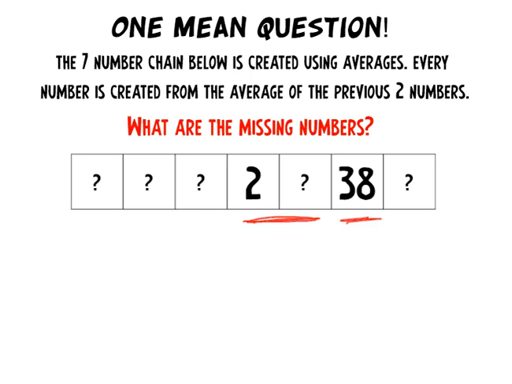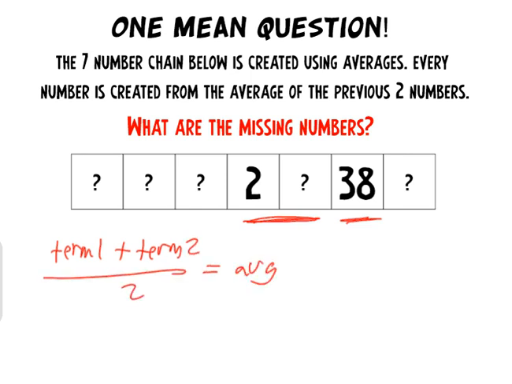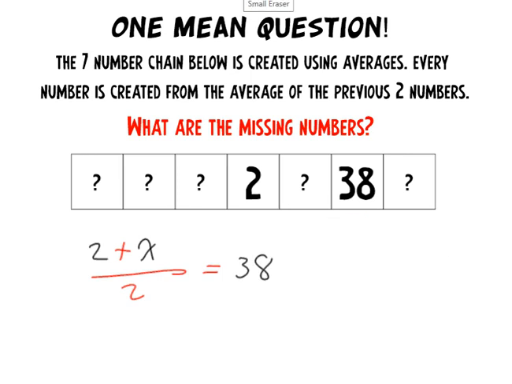Now if I think about that, the formula would be term 1 plus term 2 divided by 2 will be the average. So if we substitute what we know, I know that term 1 is 2 plus term 2, which we don't know. So we're going to use this as being x, a variable here, divided by 2 equals the average, which we know to be 38. Now what we've really done is created an algebraic equation that is solvable. It might not be something we normally see, but it's solvable.